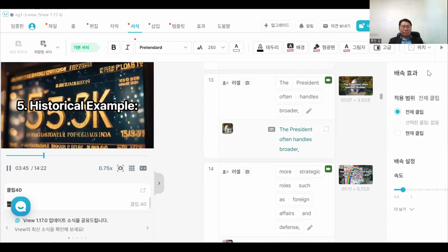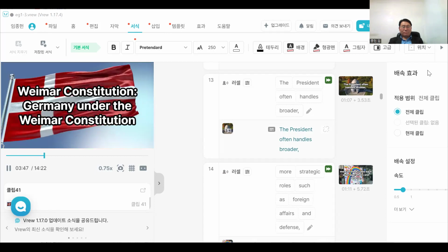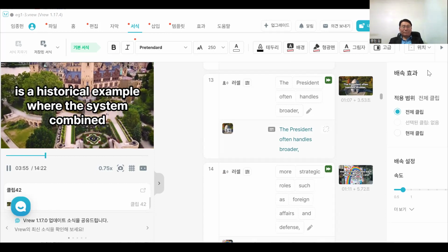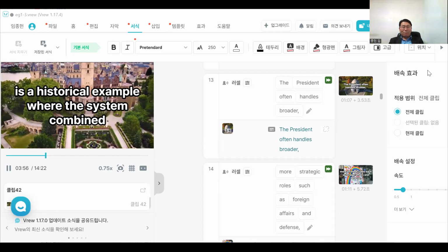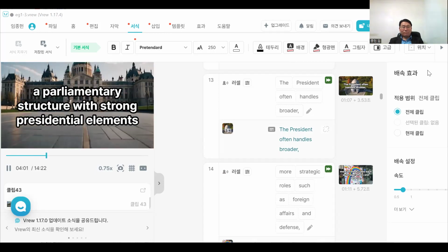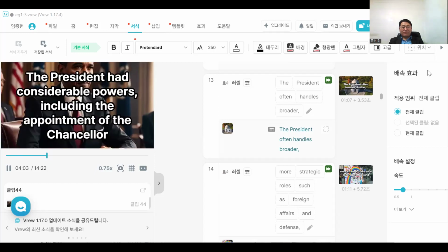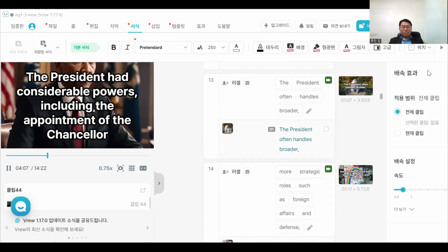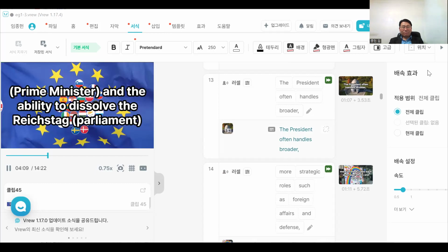Five: Historical example. Weimar Constitution. Germany under the Weimar Constitution is a historical example where the system combined a parliamentary structure with strong presidential elements. The president had considerable powers, including the appointment of the chancellor, prime minister, and the ability to dissolve the Reichstag parliament.